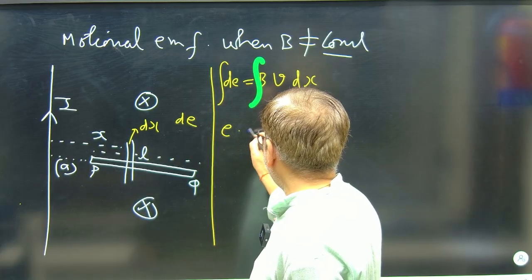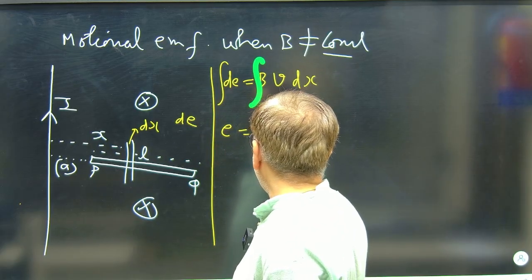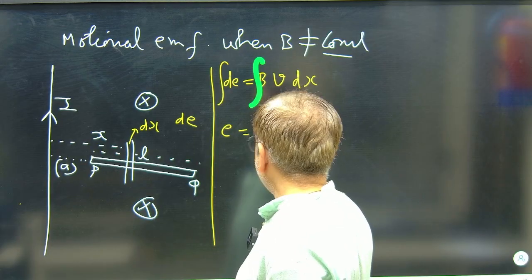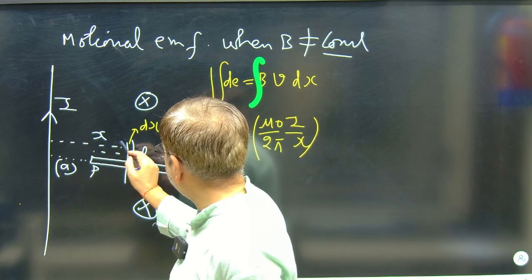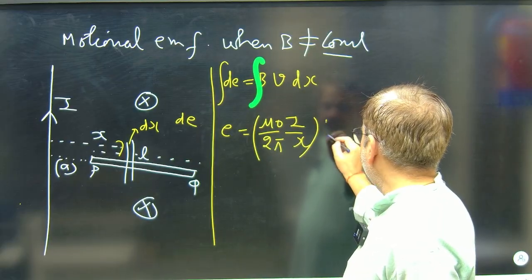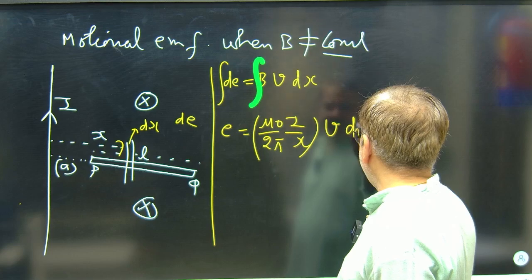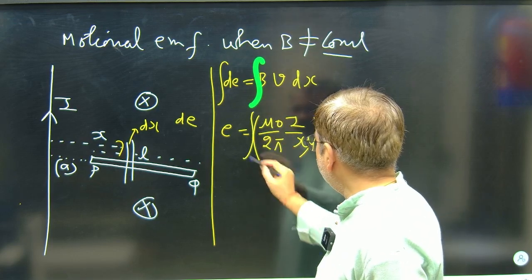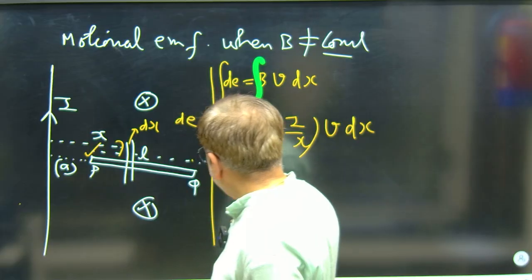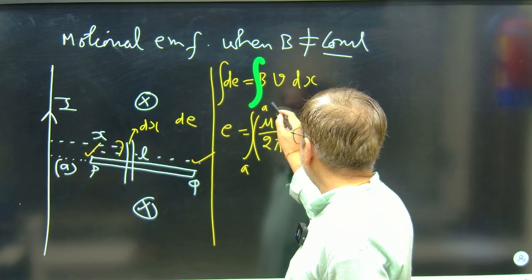So for this EMF E, B due to the infinite long wire at a distance x is mu naught over 2 pi into I by x. This is the expression of the field. The B at a distance x, mu naught by 2 pi I by x, into the velocity of the rod at that point, into dx length. This I have to integrate from the first end at a to the other end at a plus L.